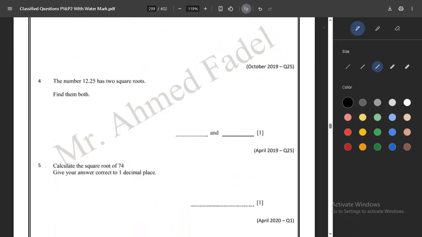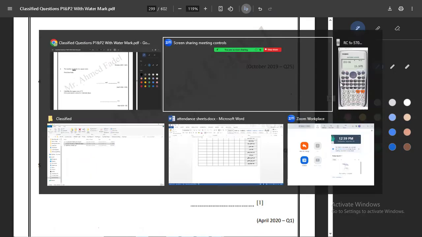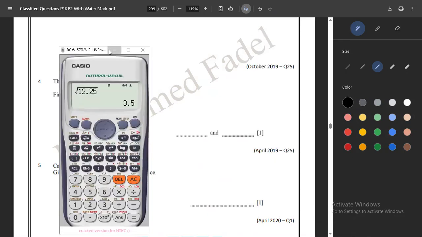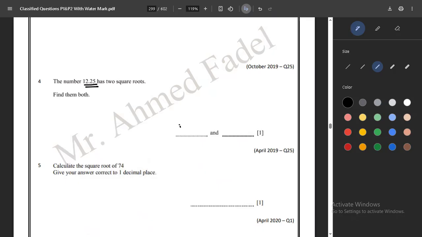Here, the number 12.25 has two square roots. Find them both. Let's use the calculator for this one. I'm going to use the calculator. It's paper 2, I'm allowed to. So I'm going to go to the calculator here. And I'm going to say square root of 12.25 equals SD. It is 3.5, Mr. 3.5. Good, thank you. Put the calculator away. So it is 3.5, positive and negative 3.5.